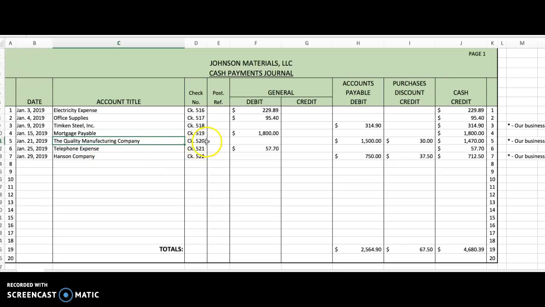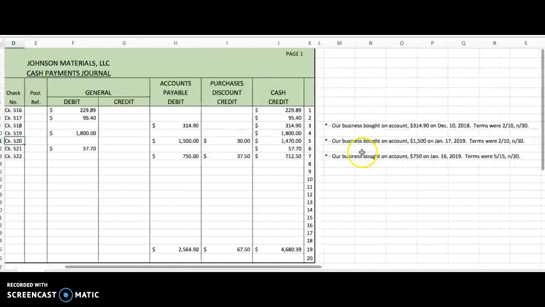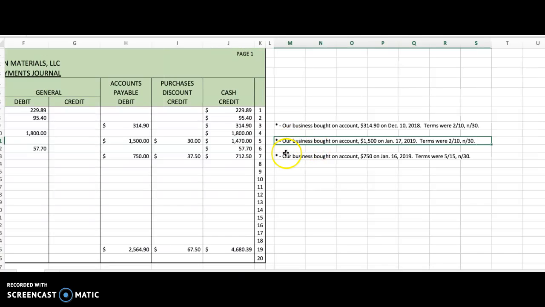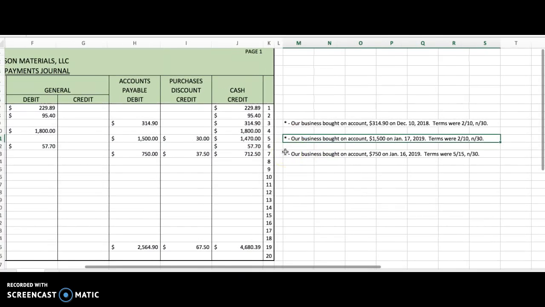Quality Manufacturing Company. Source document is a check. And this time, let's take a look at the terms. Our business bought this on account $1,500 on January 17th. It was probably a purchase of inventory, so that transaction would have been entered into the purchases journal on January 17th.